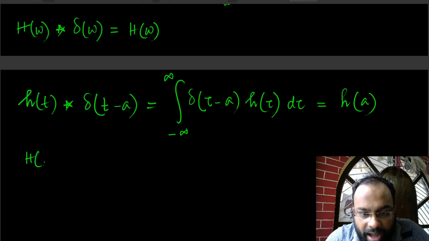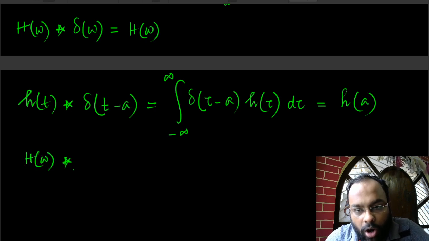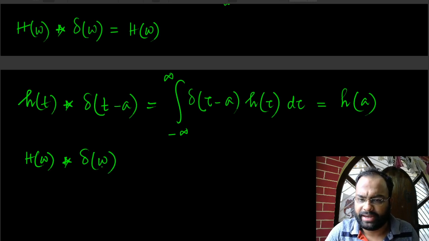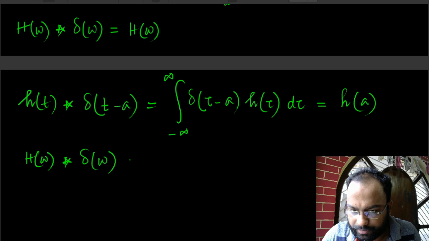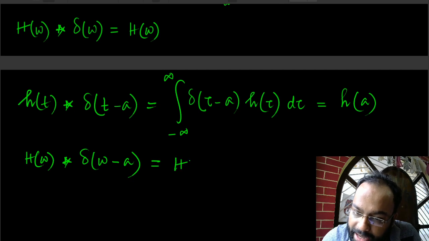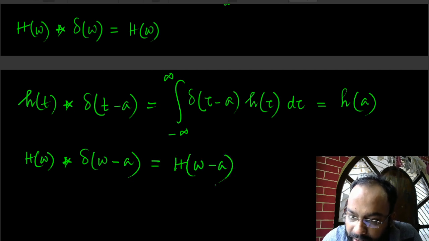And similarly, if I have h omega convolved with delta omega minus a, so it's just changing the names, it has got nothing to do with Fourier transform. This is going to be h omega minus a.